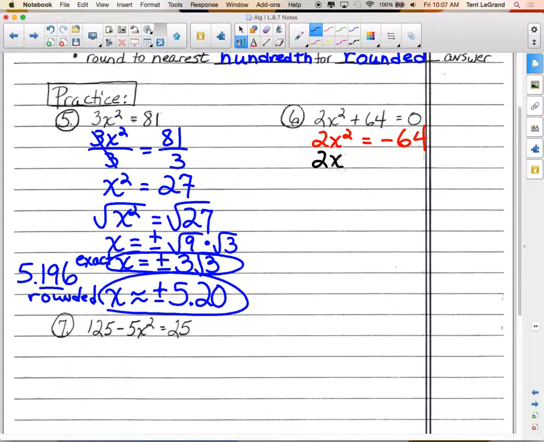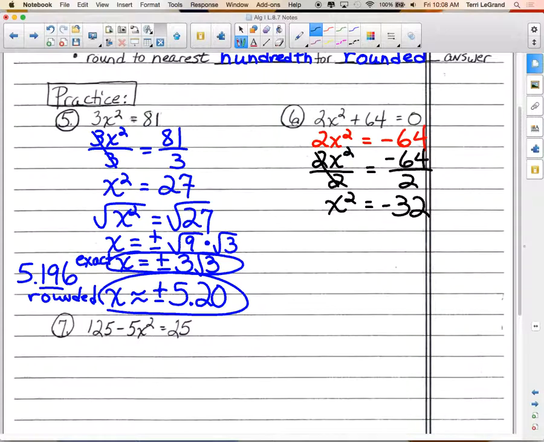We could have done it in the beginning, it's okay, but we would have had to make sure that we did it to all 3 pieces, and I remember students not remembering to do it to all 3 pieces, so I was thinking that wasn't a very safe route. And we have x squared equals what? Negative 32. Negative divided by a positive is a negative.